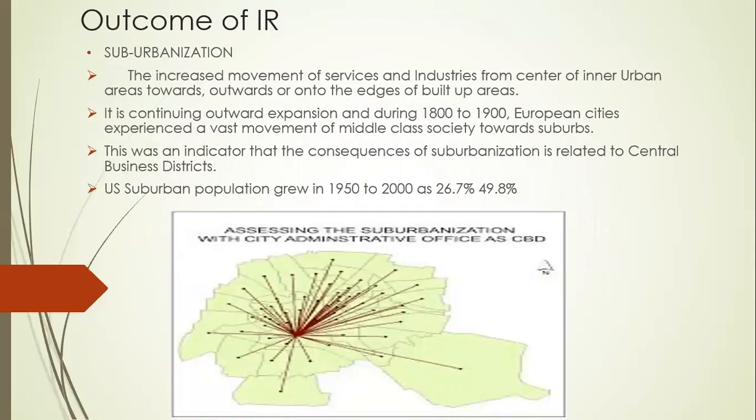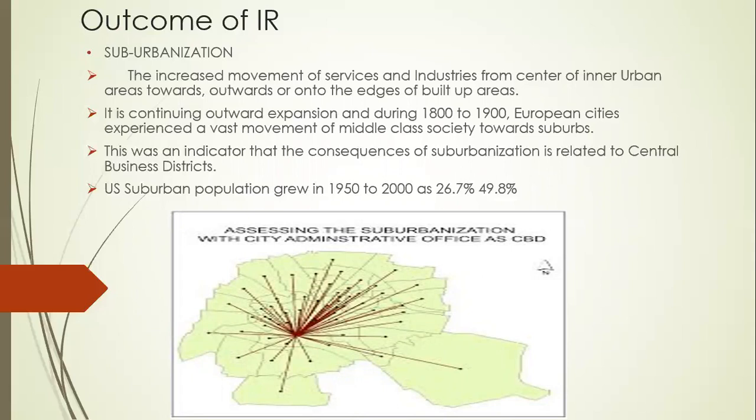There were a few outcomes of the industrial revolution. The first of all was suburbanization. What actually is suburbanization? It is the increased movement of services and industries from the center of inner urban areas outwards, onto the edges of built up areas. When people start migrating towards the peripheries of the cities, we call it suburbanization. In other words, it is a continuing outward expansion.